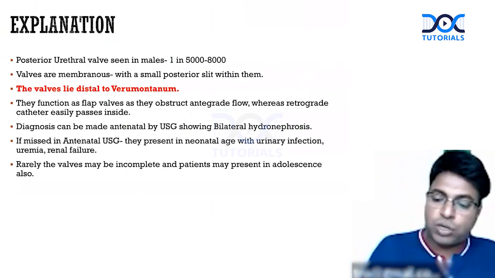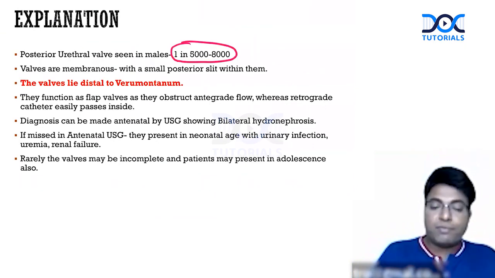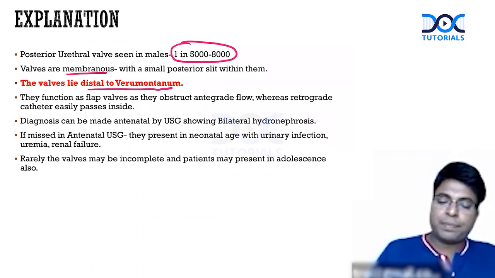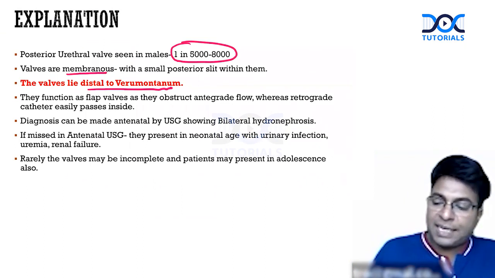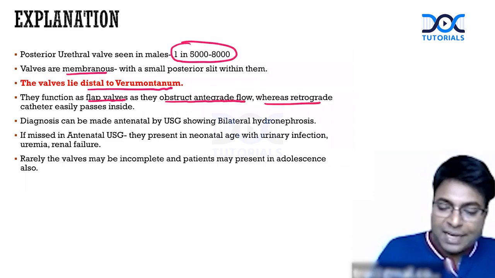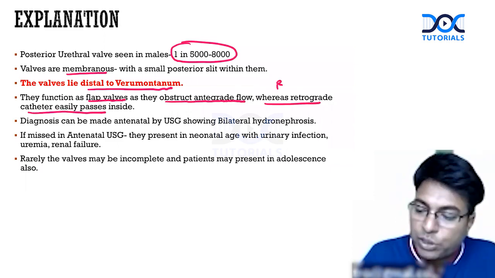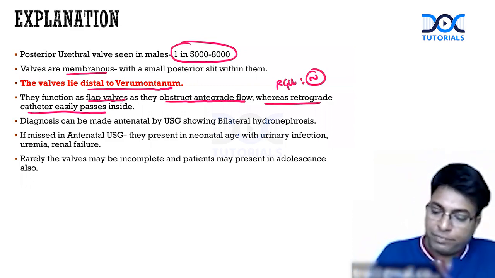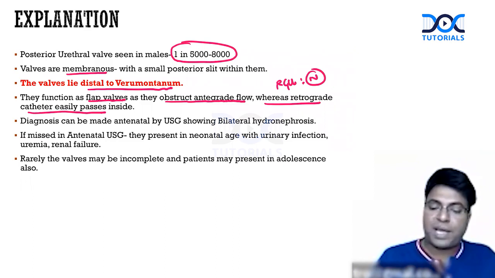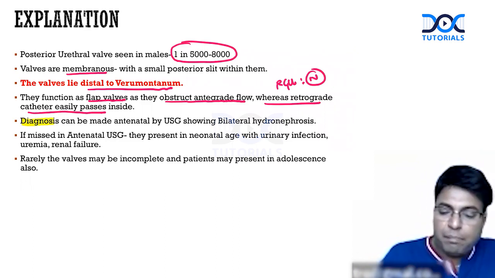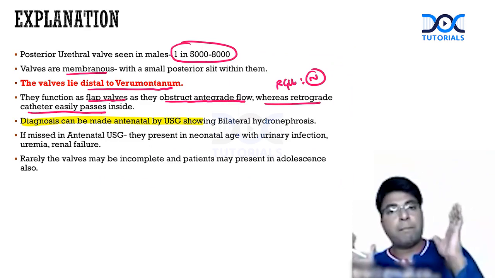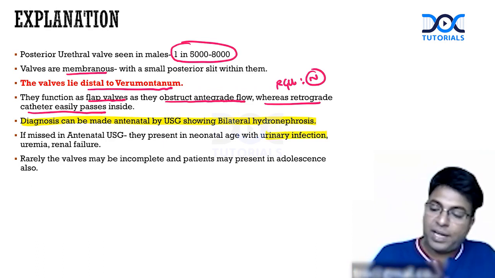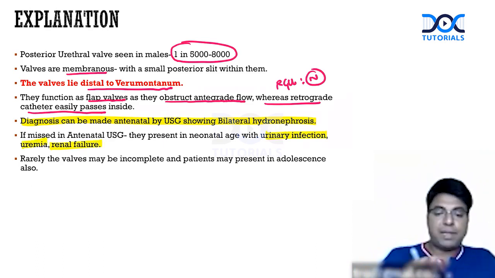Posterior urethral valve is the most common anomaly causing outlet obstruction, 1 in 5,000. Valves are membranous. The valve lies distal to verumontanum. They are flap valves. They obstruct antegrade flow, whereas a retrograde catheter can pass. That is why retrograde ureterogram may be normal. Cystoscopy can be normal. Ureteroscopy can be normal. This diagnosis can be made antenatally by showing bilateral hydronephrosis. If missed in the antenatal period, the baby presents with urinary infection, uremia, and renal failure. Please don't forget this point.